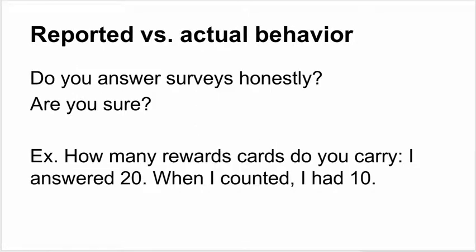And then finally, you want to watch out for reported versus actual behavior. You may feel a lot of times that you answer surveys honestly, but do you? I took a survey the other day about grocery stores, and the survey asked me how many rewards cards I carried, and I answered about 20. When I actually looked at my keys and I looked at my rewards cards, I had 10. So I was completely unaware of how many I had. For some reason, I thought I had way more than I did.